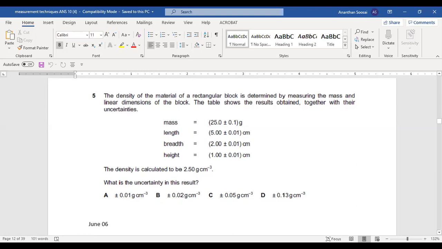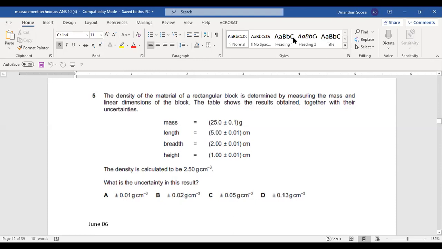I call the name. Can you just give me the answer? Tejon, what is your answer? I haven't calculated. Okay. So write the density formula first. So what is the density formula you write?